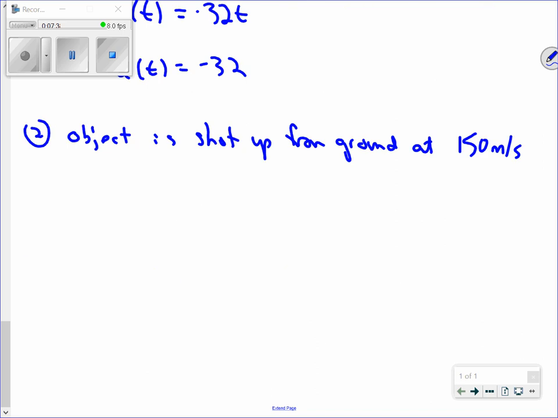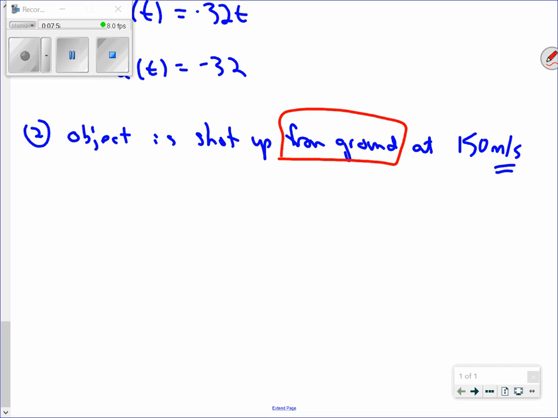Okay? So what all information is in here? Well, first of all, you're in the metric system here, so you're going to use that formula with the negative 4.9, not the negative 16. All right? Second, it starts on the ground. So by convention, we're going to say that the ground is position 0 unless you're told otherwise.